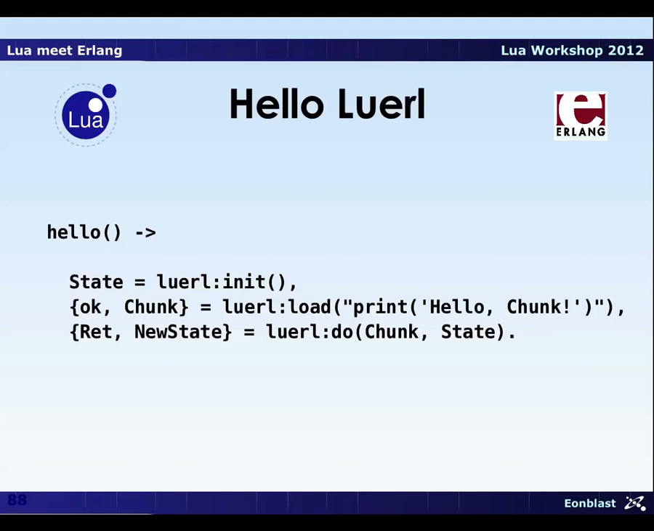This is an example where you precompile a chunk, that is the third line, and then execute it. And the interesting thing here is that both the state and the chunk are immutable, and that means that they are always reusable.